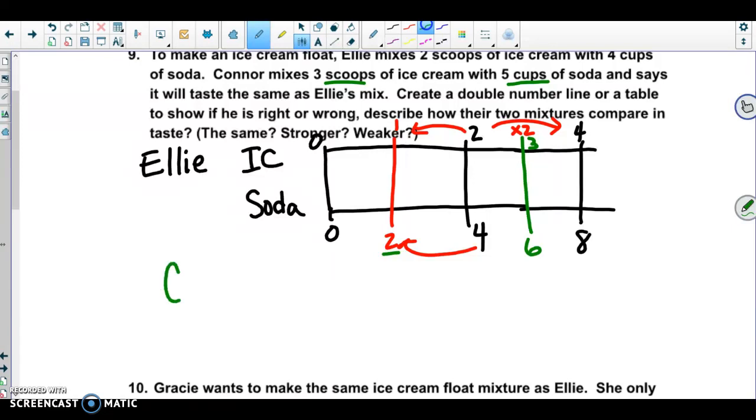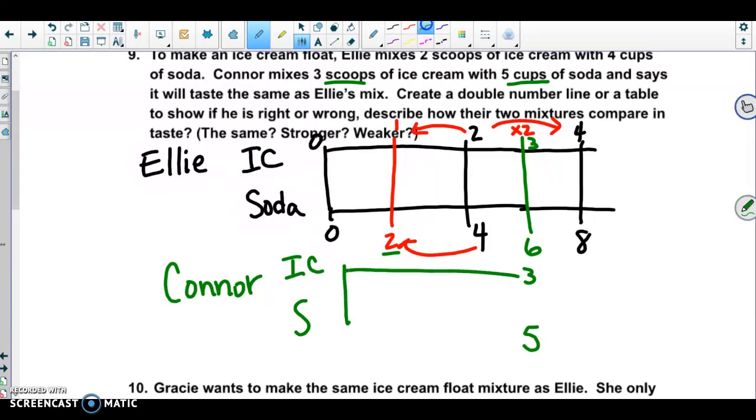So Connor is saying for ice cream and soda that his is the 3 to 5 for his double number line, 0 and 0. Well, it wouldn't taste the same because Ellie's is 3 with 6 cups of soda. So obviously it wouldn't taste the same. But how can we compare it?